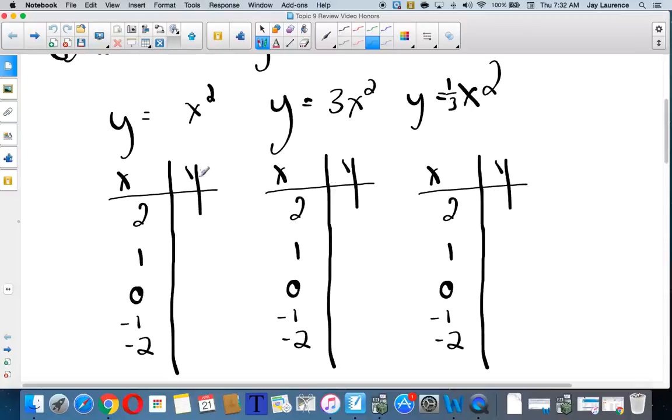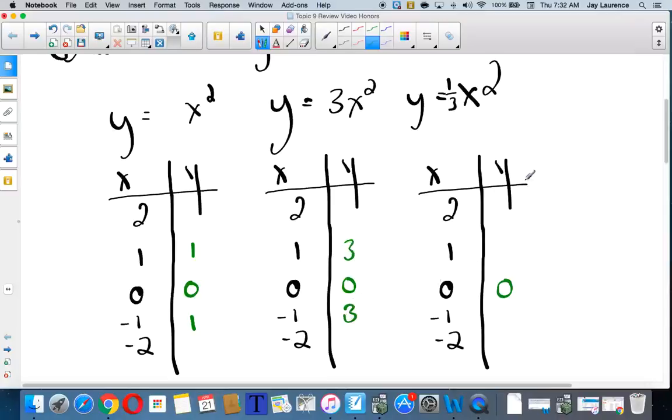If not, let's plug in some numbers. Let's start by plugging in 0. If I put 0 into the first one, I get 0, and I also get 0 for the others. These are all going through the origin. In fact, the vertex will be the origin if you use x equals negative b over 2a. That doesn't tell us much, but here's where it becomes obvious. If I put 1 in and negative 1, I'm going to get 1 out. On the second one, if I put 1 in, I'm going to get 3 out.